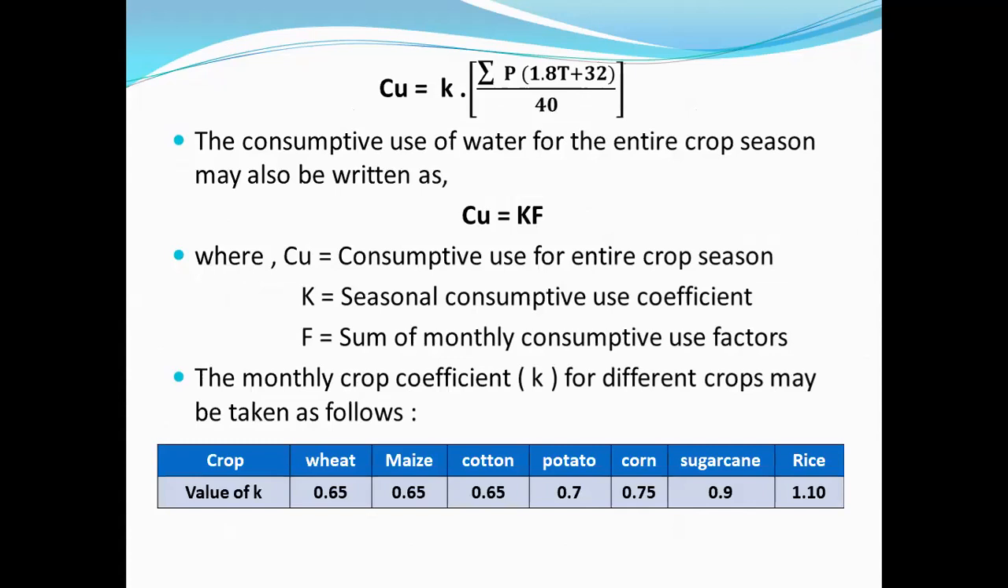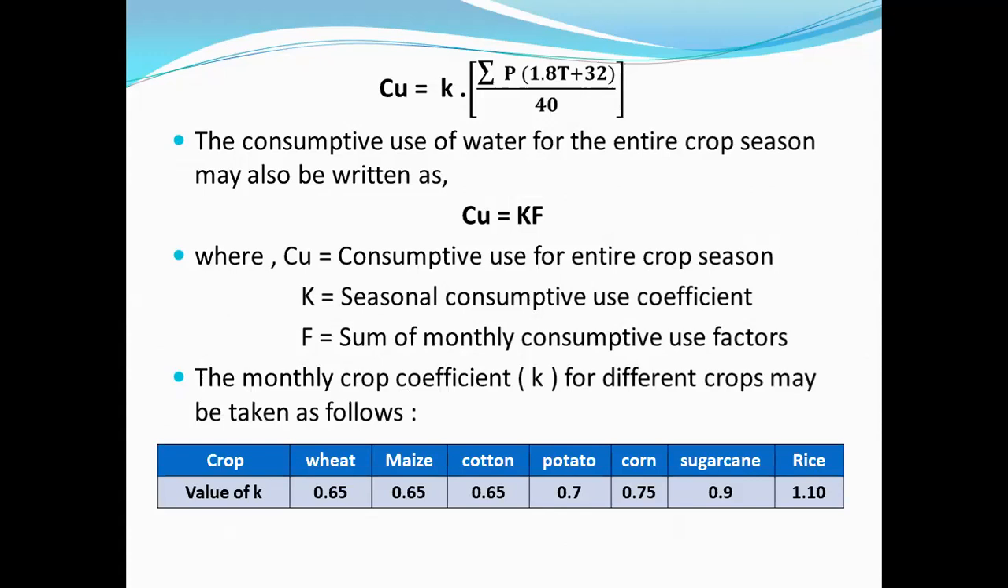So the consumptive use of water for the entire crop season may also be written as Cu equals capital K multiplied by capital F, where Cu is the consumptive use for the entire crop season, capital K is the seasonal consumptive use coefficient, and capital F is the sum of the monthly consumptive use factors. Finally, the monthly crop coefficient K differs for different types of crops.